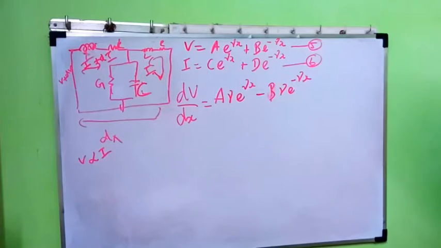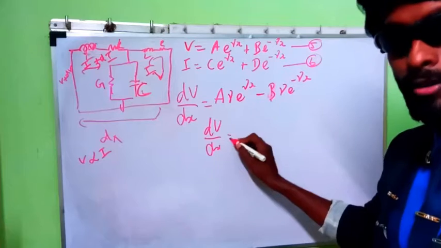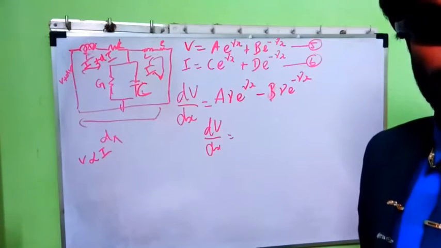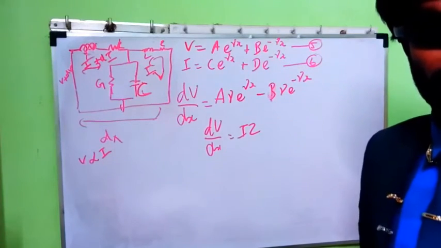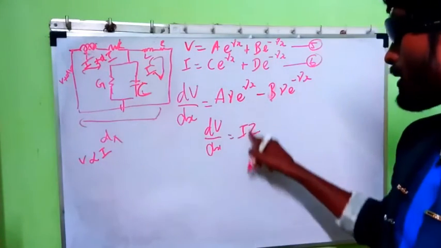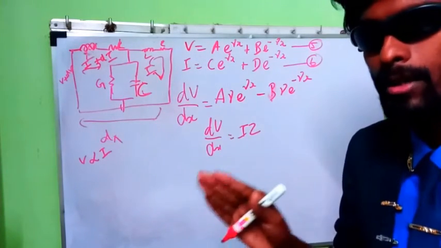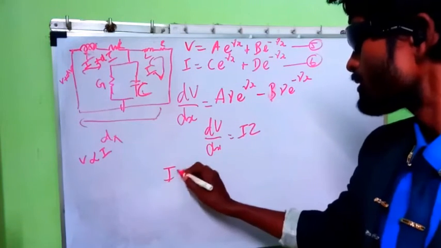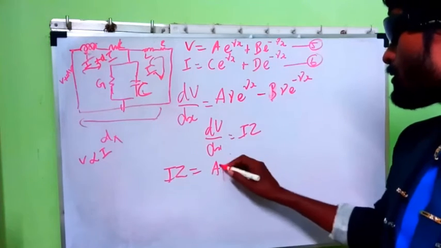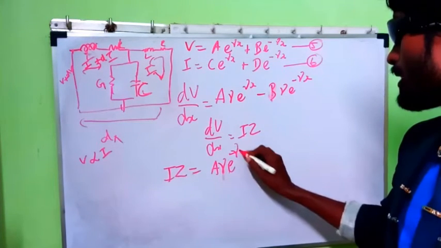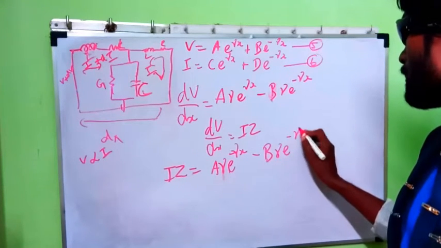And now, what do we know about dV/dx? dV/dx is equal to I into Z, is it right? So it's got IZ. Very simple. So making a comparison of these two equations, I'm eliminating the differentiation. That means we don't want the difference, we want only the perfect current. So I get this IZ equal to A ψ e^(ψx) minus B ψ e^(−ψx).